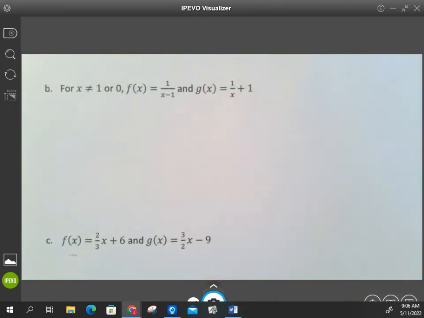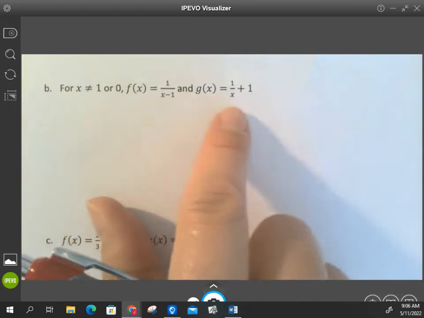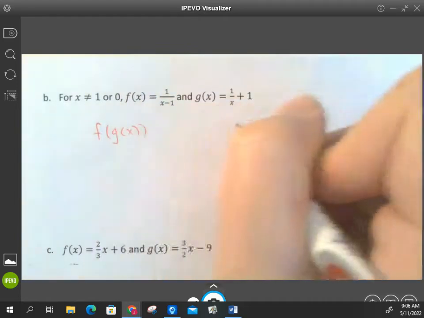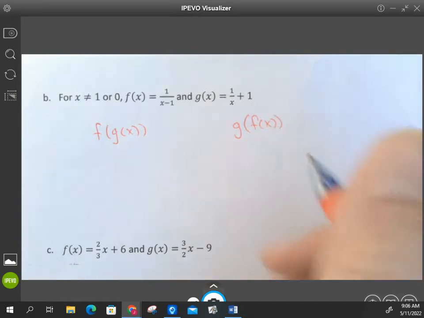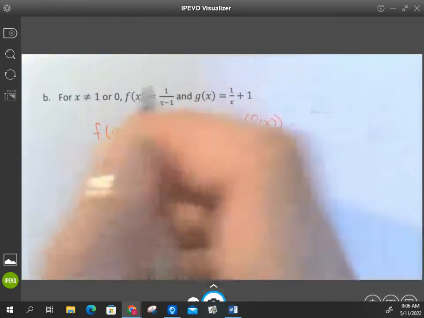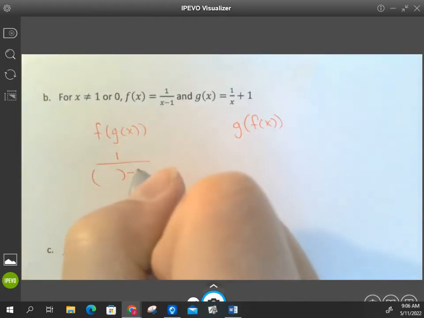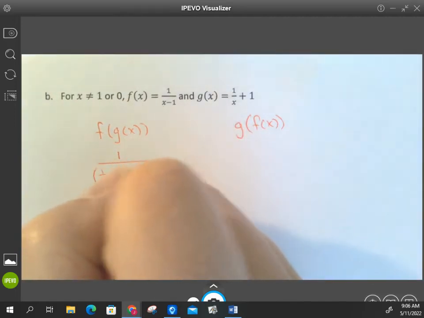You have some fractions in here. So notice that x can't be 1 or 0. Those are just your domain restrictions. So first, let's find f of g of x. And then next, let's do g of f of x. Okay, so what's going on here? I'm going to take g of x and plop it in there. So it's 1 over x minus 1. All right, well, g of x is 1 over x minus 1.